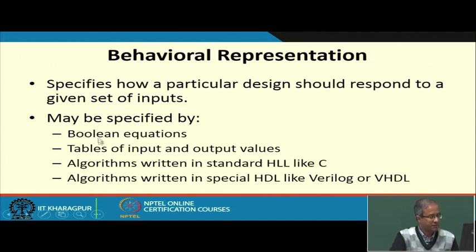Now, this behavior, depending on which level you are specifying, can be specified in various ways. Some of these are mentioned here, these are of course not complete. Boolean equations, you can have some kind of truth table, you can also have a finite state machine for sequential circuits, sequential functions. You can have some algorithmic description written in a standard high level language like C or Java or C++, or you can also express these algorithms in hardware description languages like Verilog or VHDL. So, behavior can be specified in any one of these, but the point to note is that in behavioral specification you are not specifying exactly how to do, you are just telling what to do, okay? What I want, but exactly how to realize it we are not telling or disclosing.